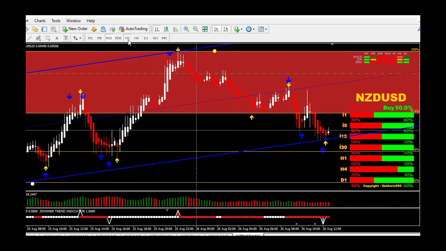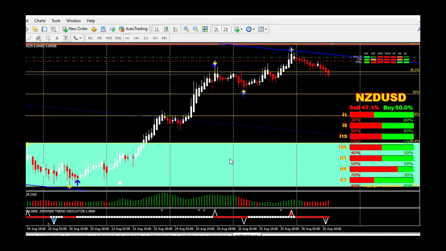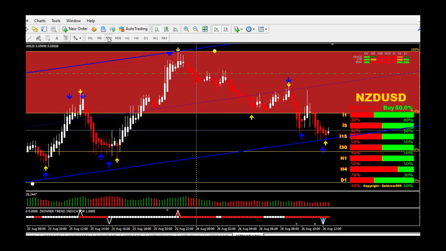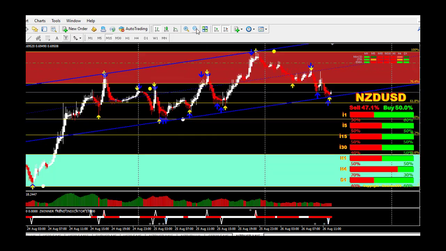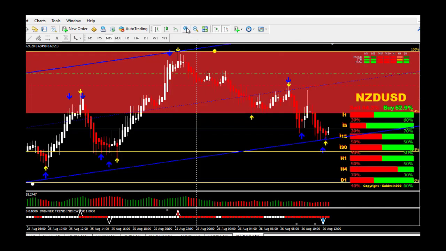Let me move to 1 hour so I'll be able to see. This is the buy zone, the aqua color is the buy zone, and the crimson color is the sell zone. So this setup was formed in a sell zone, and I have to take that particular trade, and here it is.